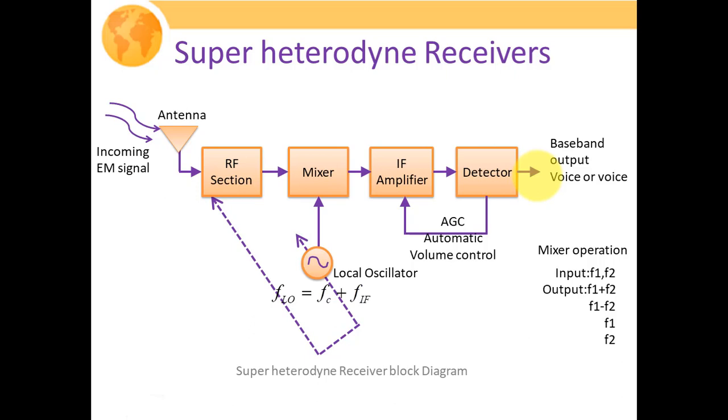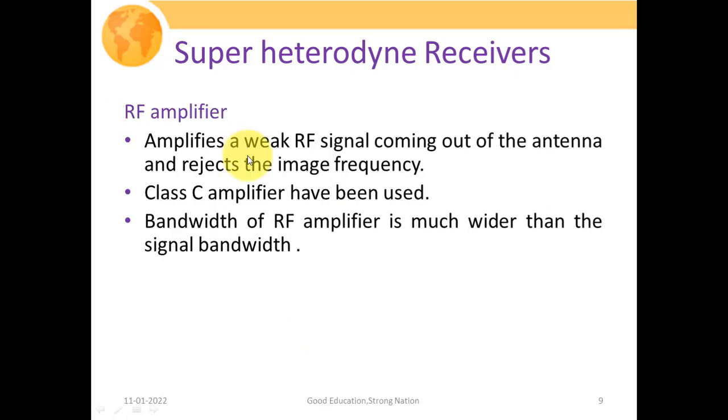Now let us understand it in greater detail. The RF amplifier will amplify the weak incoming RF signal from the antenna, which is tuned by the tank circuitry to a specific carrier frequency, and it will further reject the image frequency. So here the high selectivity of that particular receiver comes into the picture. That is, the amplifier will only amplify those frequency components which lie within the bandwidth of that amplifier.